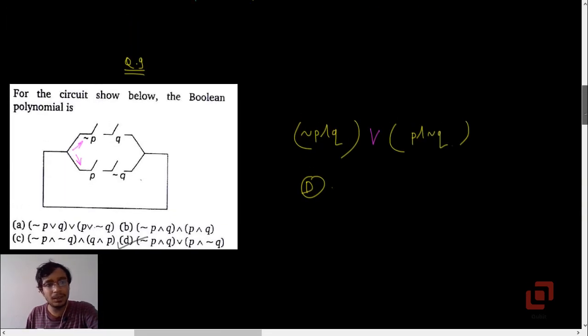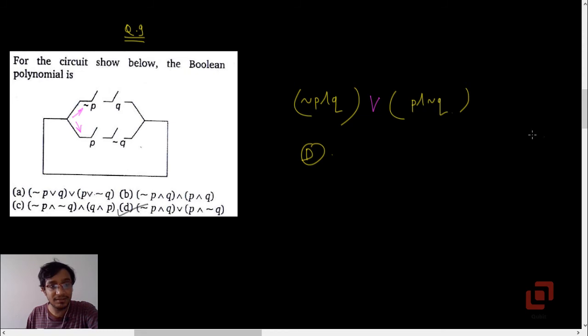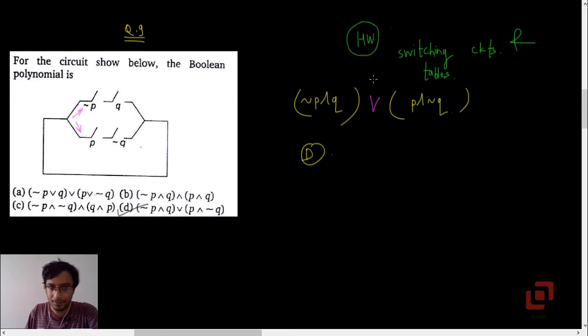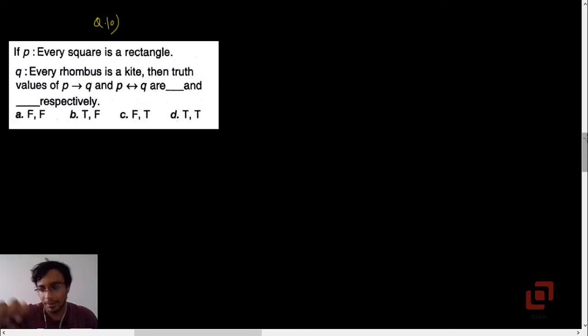Now what you can do in question 9 is, for practice, you can construct the switching circuits and tables for all 4 options. That should be a good exercise. So you can do it for A, B, C, both the switching circuits and the tables, and for D you can just construct the switching table and see the pattern. Fine. Question 10.